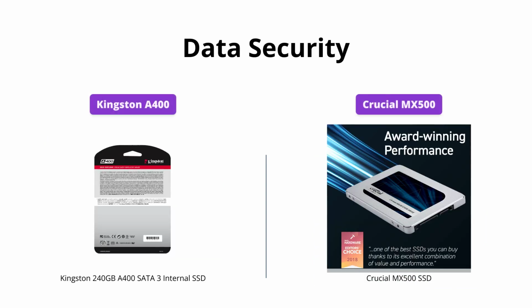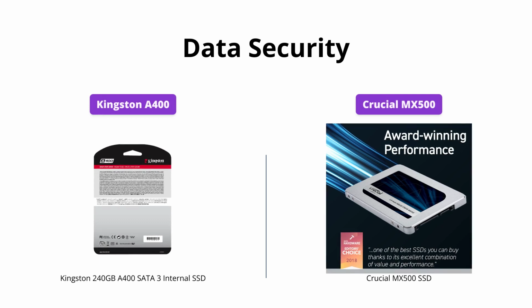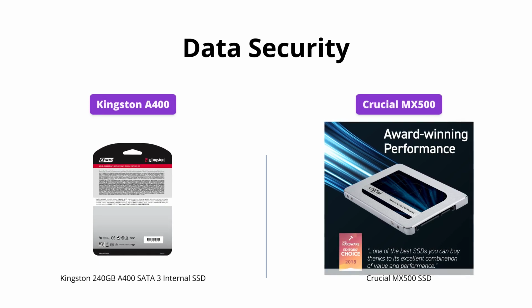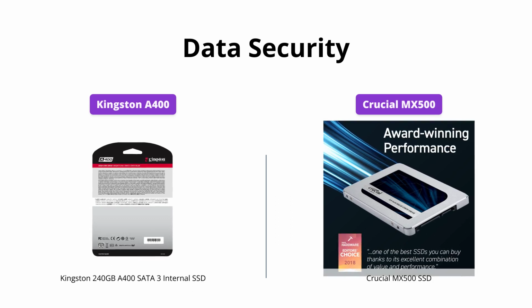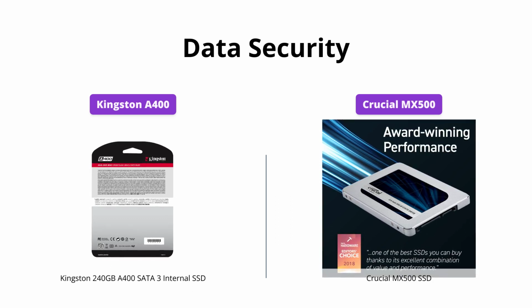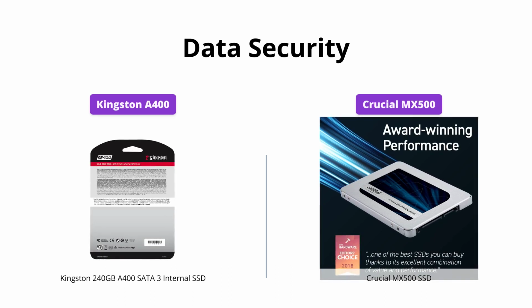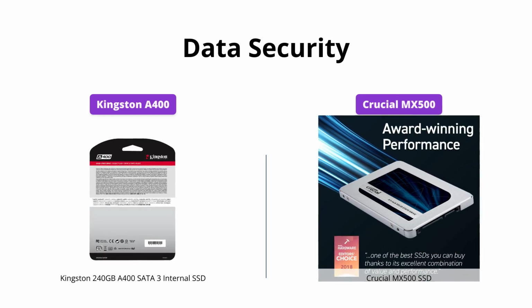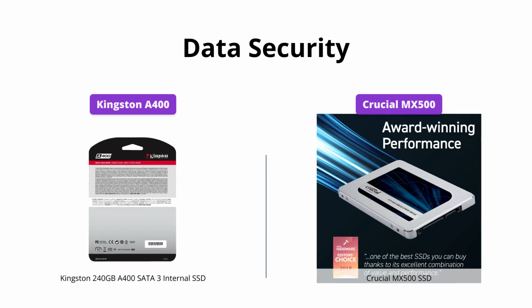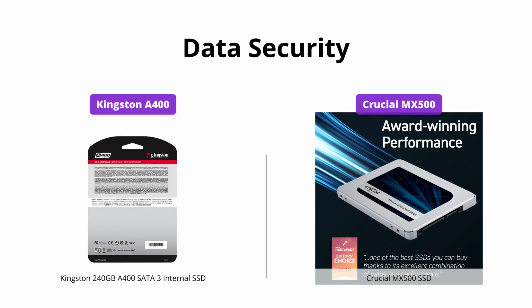In terms of data security, the Crucial MX500 has an edge over the Kingston A400. It comes with AES 256-bit hardware-based encryption that keeps data safe and secure from hackers and thieves. Unfortunately, the Kingston A400 does not offer any encryption that can protect the user data, so data-sensitive professionals and individuals should go for MX500.